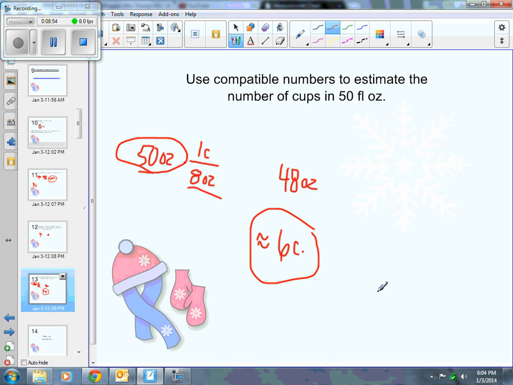Please come to class with any questions that you may have on any of this. Make sure that you really, really study those conversion factors, both in the customary and the metric. It'll make your life way easier when you're talking about conversion rates. All right, come to class with any questions.